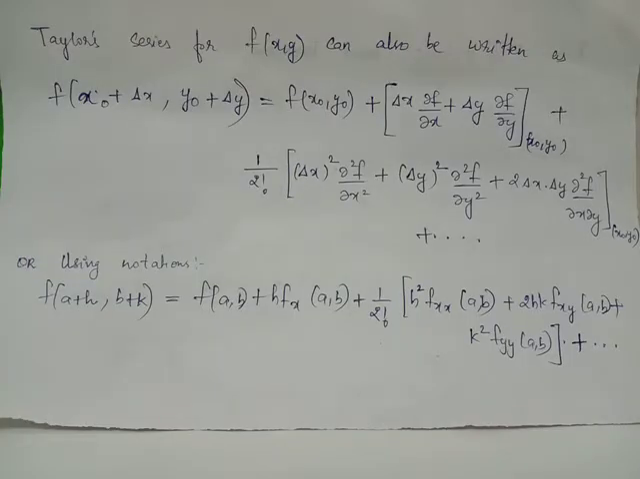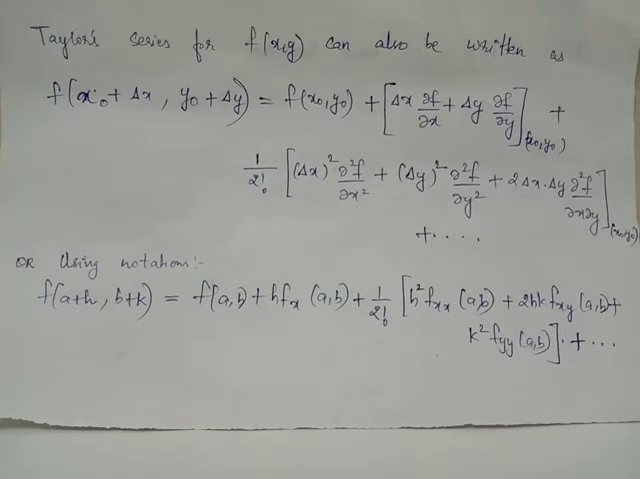Taylor series for a function of two variables can also be written as f of x0 plus delta x comma y0 plus delta y equals f of x0 y0 plus delta x fx plus delta y fy at x0 y0 plus 1 by 2 factorial delta x square dou square f by dou x square plus delta y square dou square f by dou y square plus 2 times delta x delta y multiplied to dou square f by dou x dou y at point x0 y0 plus etc.